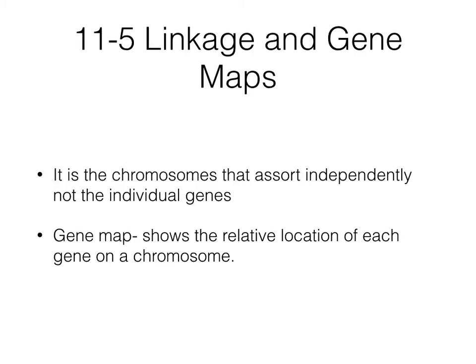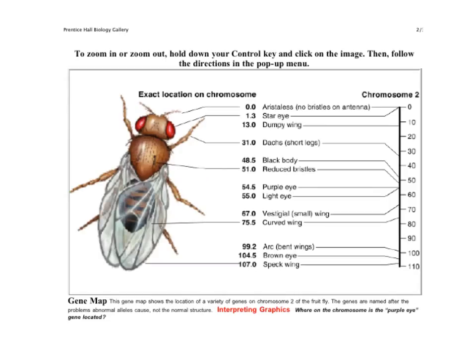We'll quickly just move through section 5. In linkage and gene maps, it is the chromosomes that assort independently, not the individual genes. And a gene map shows the relative location of a gene on the chromosome. Okay, so if we take a look right here, here's a fruit fly gene map, and that's what they were talking about in that one video about the Human Genome Project, where they've mapped out the locations on the chromosomes.